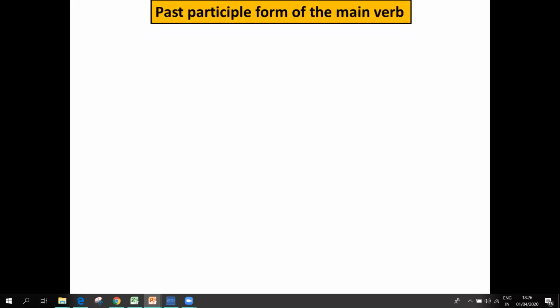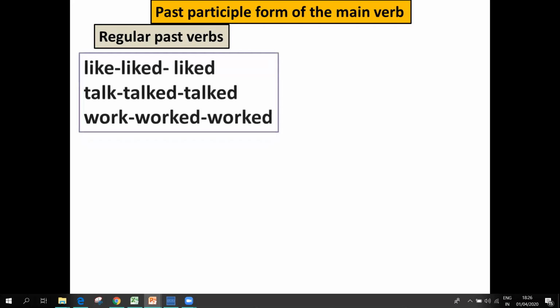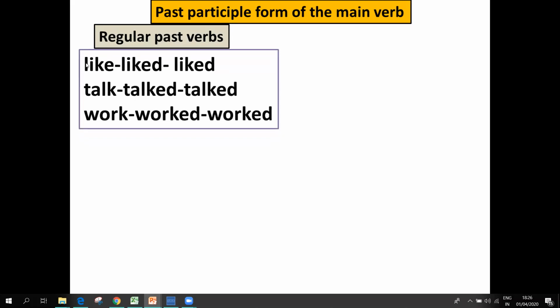Let me tell you a little more about the past participle forms. For regular past verbs, like the word like, the past simple form takes -ed or -d. For example, like, liked, and the past participle form is liked. Talk, talked, talked. Work, worked, worked. So the third form, the past participle form, is the same as the past simple form because they are regular verbs.